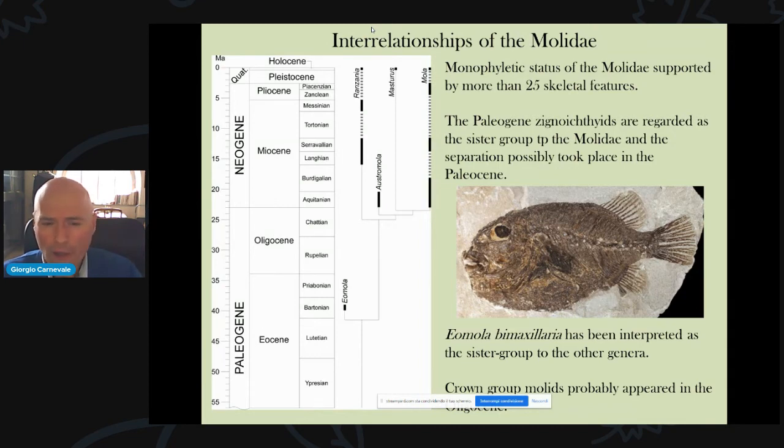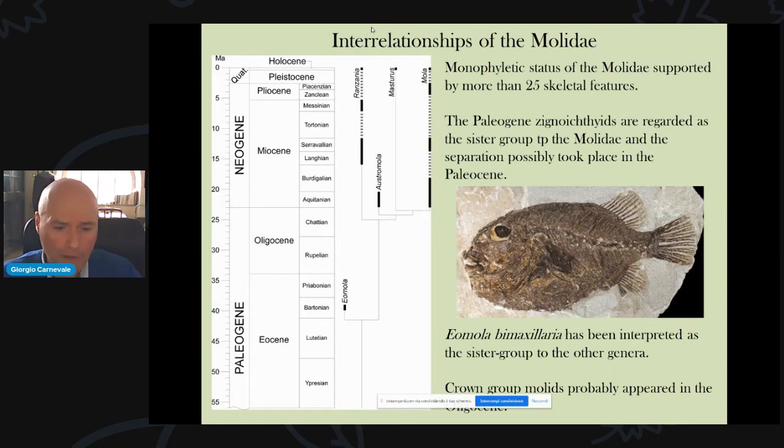Their sister group has been discussed extensively. Several authors suggest that the zignoichthyids can be considered as their sister group, and that the separation between these two clades took place during the Paleocene. So that Eomola bimaxillaria is the oldest representative of the family, and because of the separated premaxilla and peculiar morphology of the interopercle, it is commonly regarded as a sister group to all the other molid genera.